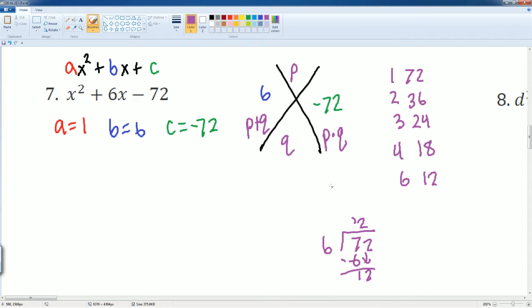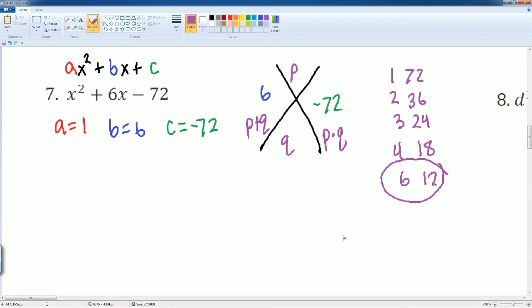Nope. Wait, hold on. It does. Look, right here. That's possible. It looks like I can make 6. All right, let's write it out. So we want to multiply to make 72.